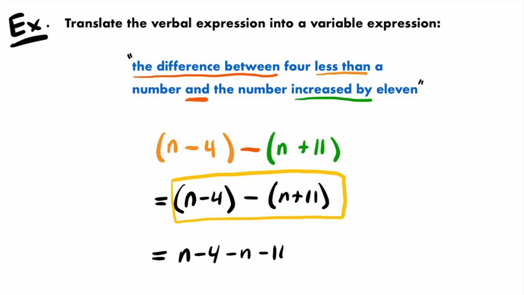And then from there, notice that you have a positive n and a negative n. Those cancel each other out. n minus n would be equal to 0. And then you can just combine your like terms, in this case two constants, negative 4 and negative 11. Those two numbers combined give you negative 15. So negative 15 would be the fully simplified value resulting from the variable expression that we translated from the verbal expression. And so if you were told to also simplify, this would be the right answer. But again, if you just need to literally translate the verbal expression into a variable expression, this would be correct as well. Okay, let's take a look at another example.